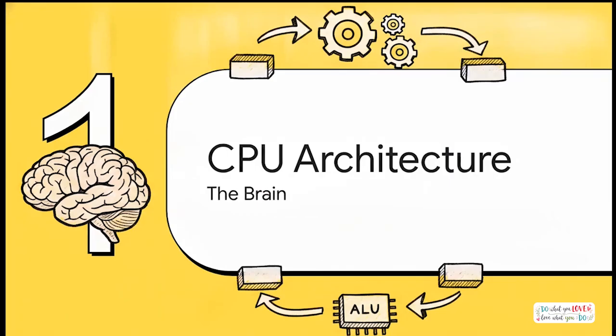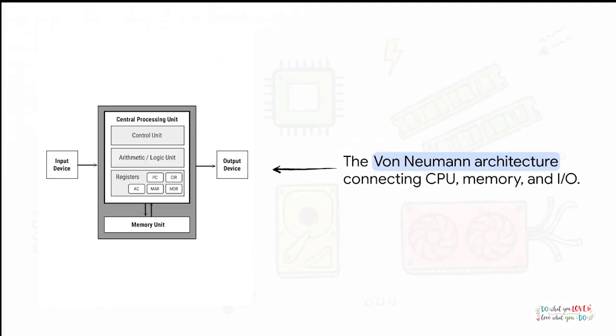Starting with Section 1, the brain, CPU architecture. To really grasp how modern computers actually work, we absolutely have to talk about the famous von Neumann architecture. This brilliantly illustrates how the CPU, memory, and input-output devices are all seamlessly connected. And they're connected by buses. Think of these buses as the computer's central nervous system, transmitting data everywhere it needs to go.